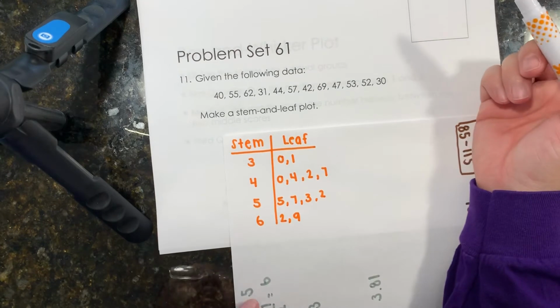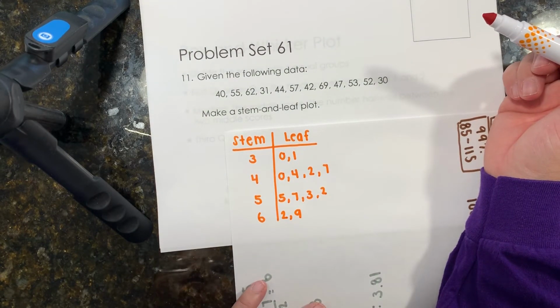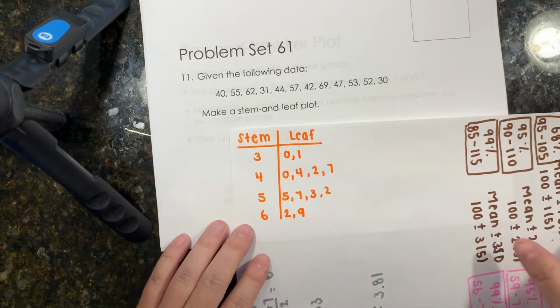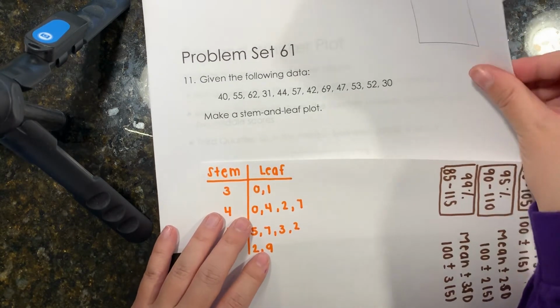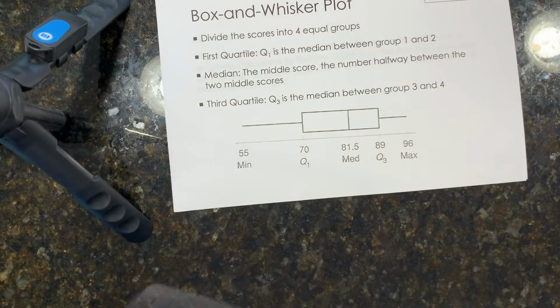And then if you were trying to find the mean or the median from there, you would want to put them in order from smallest to biggest. Okay, so that's how you make a stem and a leaf plot. Pretty simple. The last thing that we're going to be making is something called a box and a whisker plot.